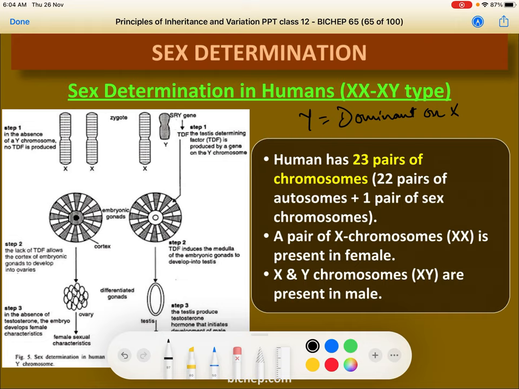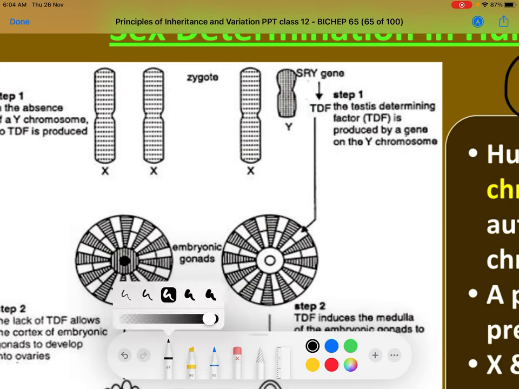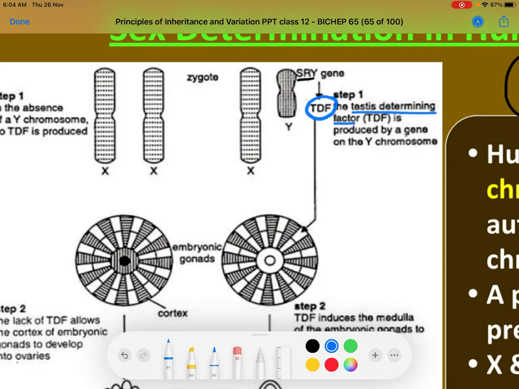Now, what is present on the Y chromosome which is responsible for converting the embryo into male? So, the Y chromosome contains a specific gene known as the SRY gene. Now, this SRY gene is responsible for producing a special type of protein called TDF. Full form of TDF is testis determining factor. So, it allows particular cells to differentiate into testis. So, it is converting a specific type of cells of gonads into testis.